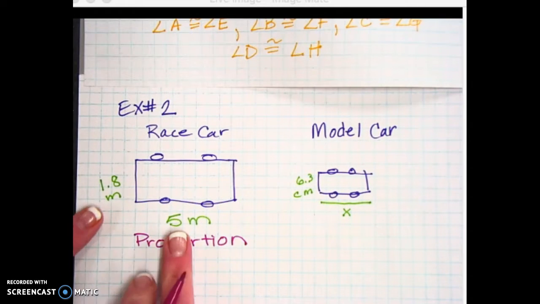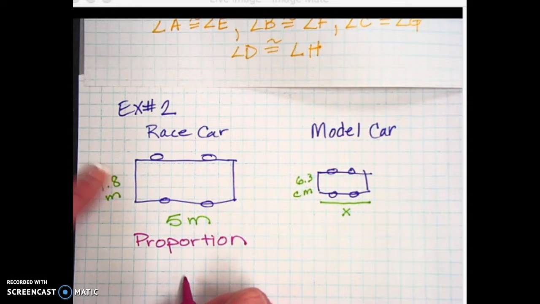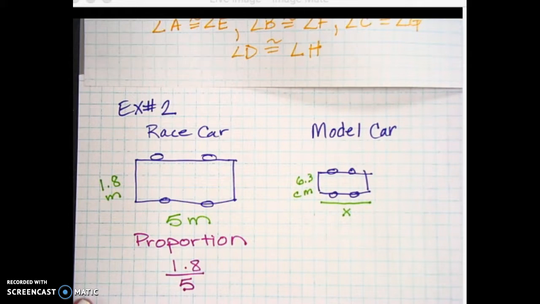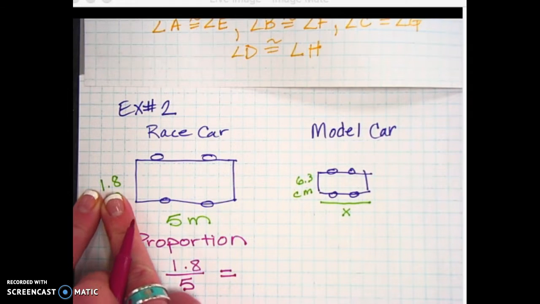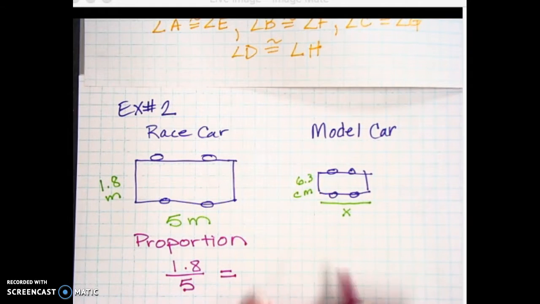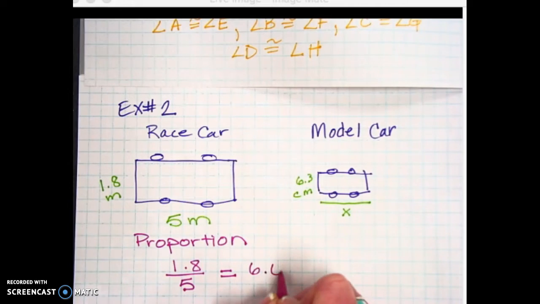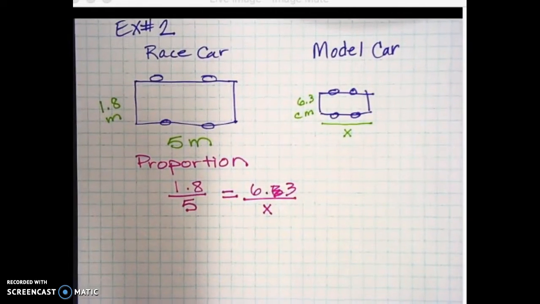Okay, so we're going to set up a proportion. I'm going to use the 2 measurements for the race car as my ratio on the left. So I'm just going to take this one to this one, 1.8 to 5. And then I'm going to set that equal. And if I use this number in the numerator on this side, guess what? I have to use this number in the numerator on the right side. Yep, 6.3. Sorry. And the variable, the side we want to find out, will be in the denominator. Okay?